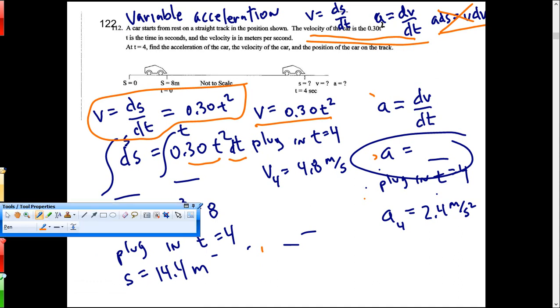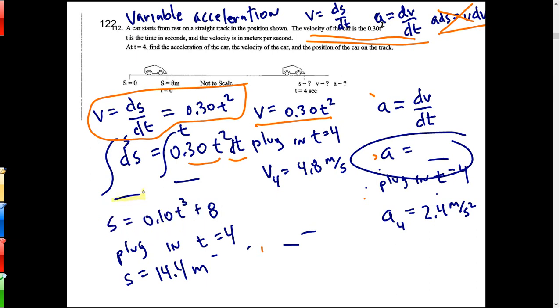Now, when you do this, watch your limits of integration. Okay. You should put in things that match. So you want to look at when t is 0, what is the corresponding value of s? Those are the limits that go in. Okay.